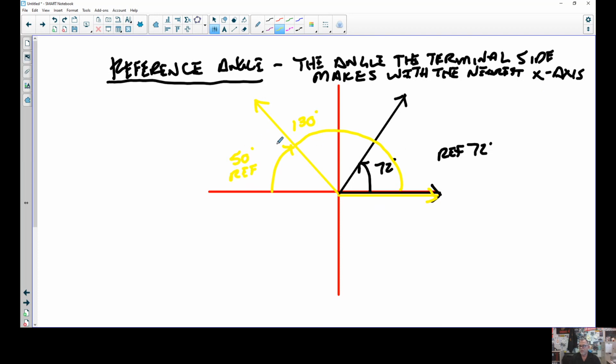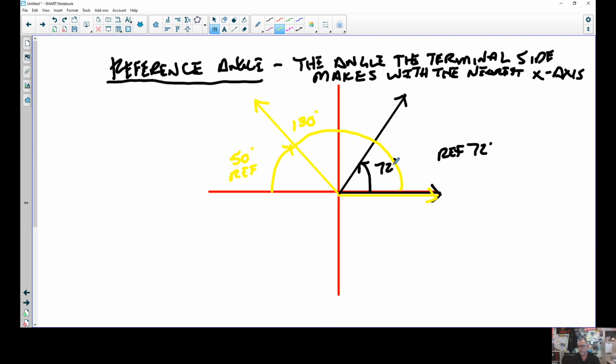When I say the nearest x-axis, what you're going to find is the reference angle is always a first quadrant angle. It's an angle between 0 and 90, and it's always positive. Even though you see me go in this direction, we consider it a positive. The reference angle we consider as a positive. It's kind of like an absolute value. It's a distance. So that reference angle is 50 degrees.